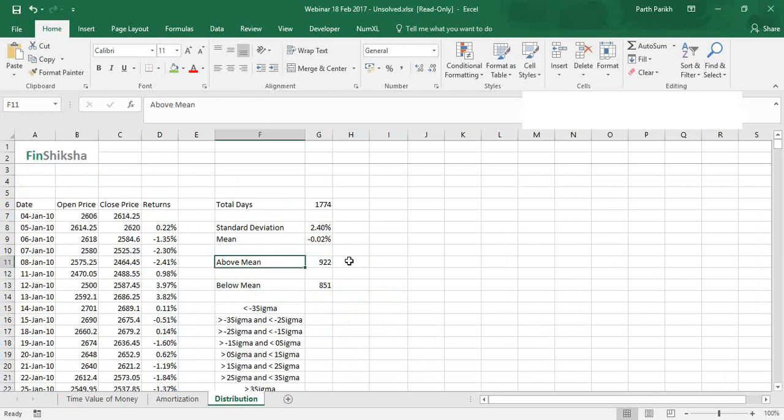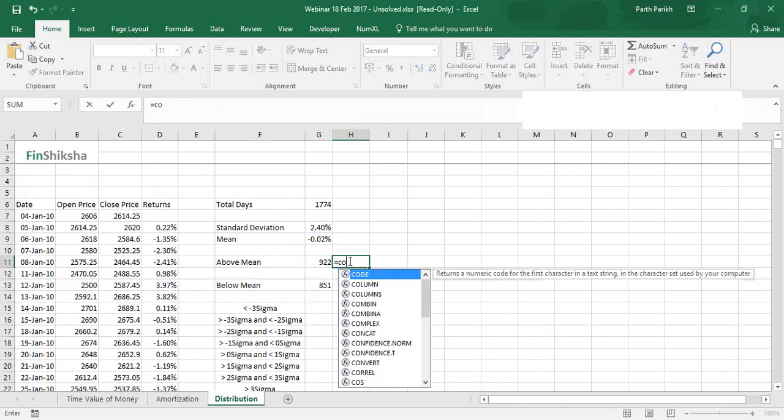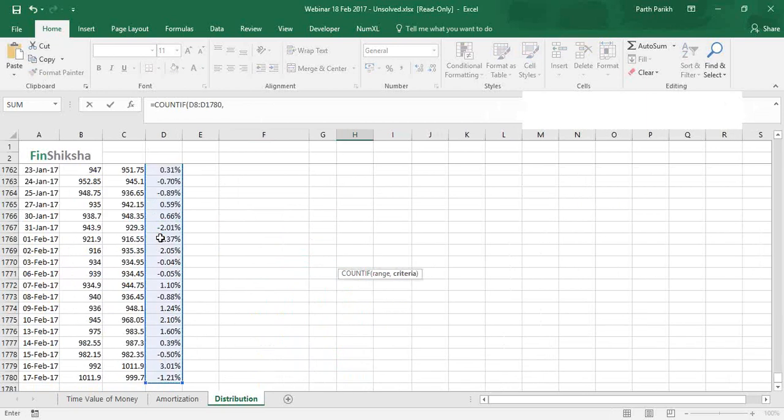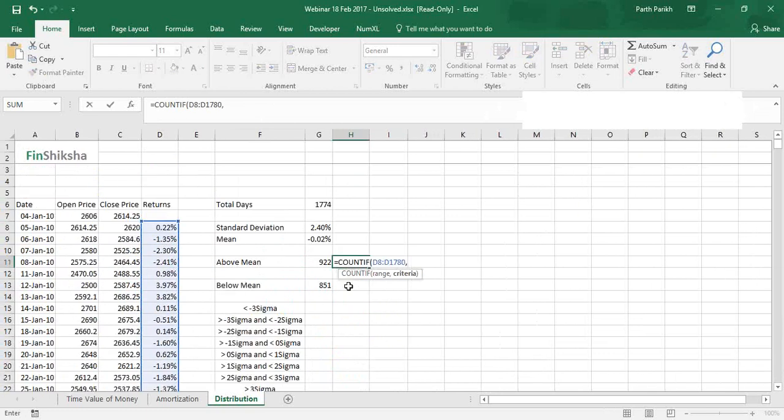I will show that again. The formula is COUNTIF, which will take one condition. My range is my returns. If I don't write any sign and directly write the criteria, it will take it as equal to. But I have to count how many times the return was above minus 0.02 percentage, so that's why I write greater than, inside inverted commas. This M% will merge to the mean. Same thing for below the mean, where I will write less than.